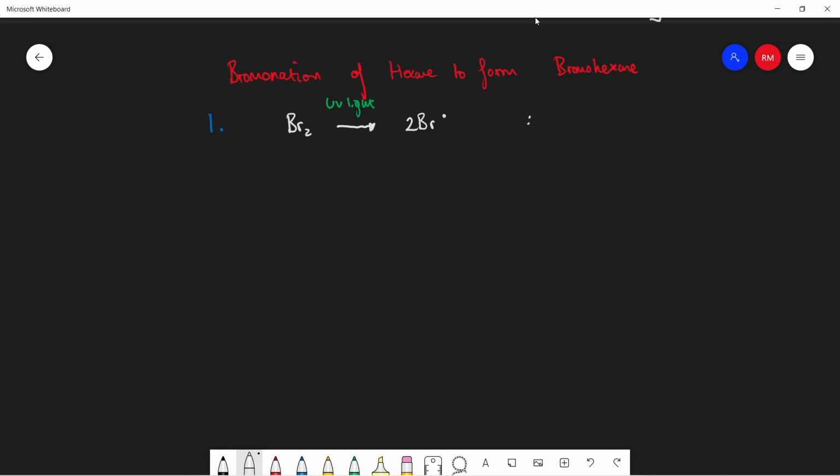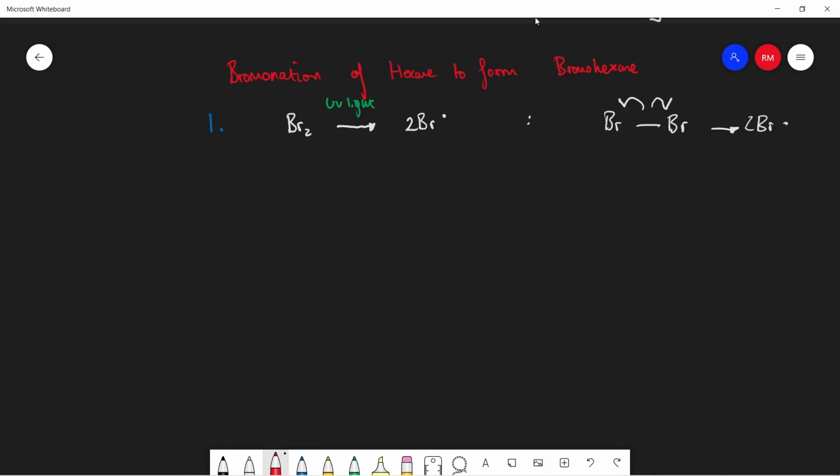You can also draw this, as I covered previously, using the curly arrow mechanism, half arrows to represent the flow of one electron, the movement of one electron. This is homolytic fission, and again, just forming our two bromine radicals.